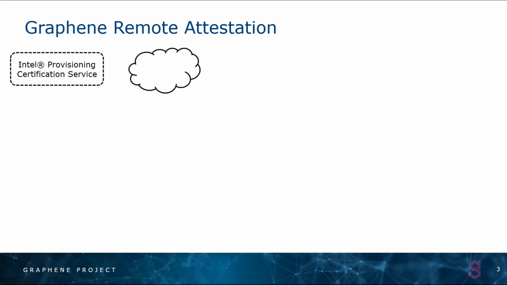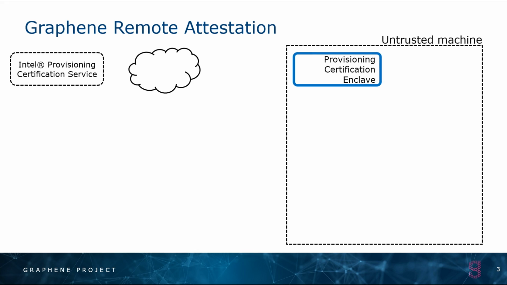There is a special SGX enclave called Provisioning Certification Enclave developed by Intel. This enclave is used to connect to the Intel Provisioning Certification Service, send the ID of the SGX processor and other identifying information, and receive a normal X509 certificate for this machine signed with Intel's public key. This certificate is used to prove that the SGX processor is genuine and up to date.